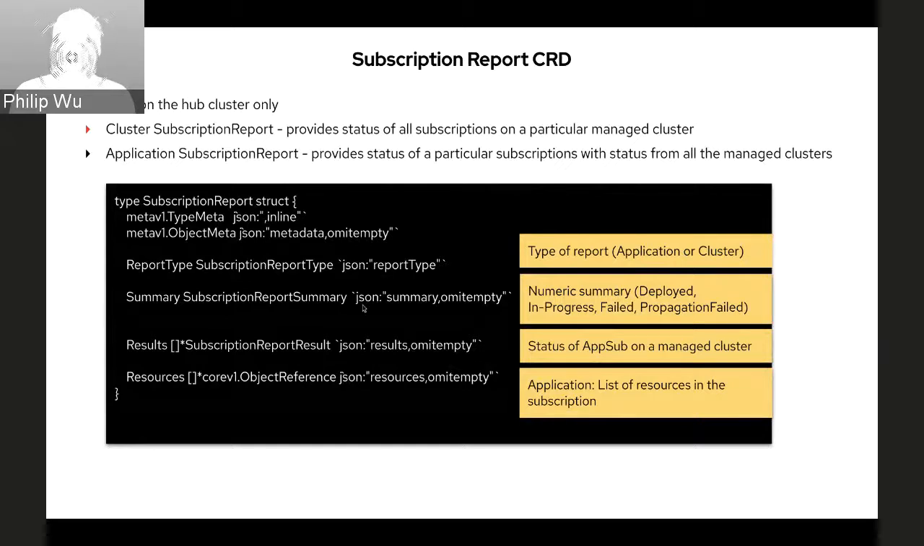I think Xinjing already touched on that. So it is a number of clusters where the subscription is in one of these states, deployed, in progress, failed, and propagation failed. Results, that's the status of the subscription on the managed cluster, and I'll go into that a bit later. And resource, this is applicable to the application reports only. It is a list of the resources in the subscription.